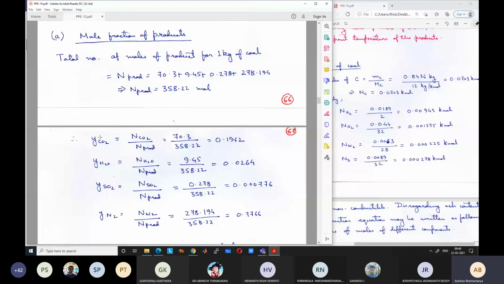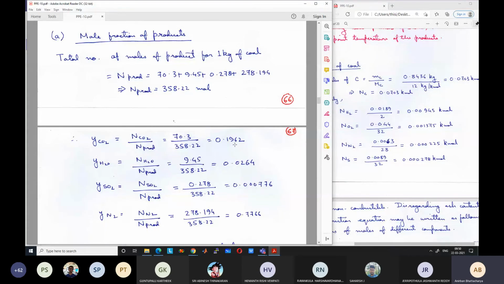Mass is denoted by small m, and mole fraction is denoted by small y. So y CO2 is equal to n CO2 by n product, which is 0.1962. Similarly, the mole fraction of H2O can be found: 9.45 divided by 358.22, which gives us 2.64%.